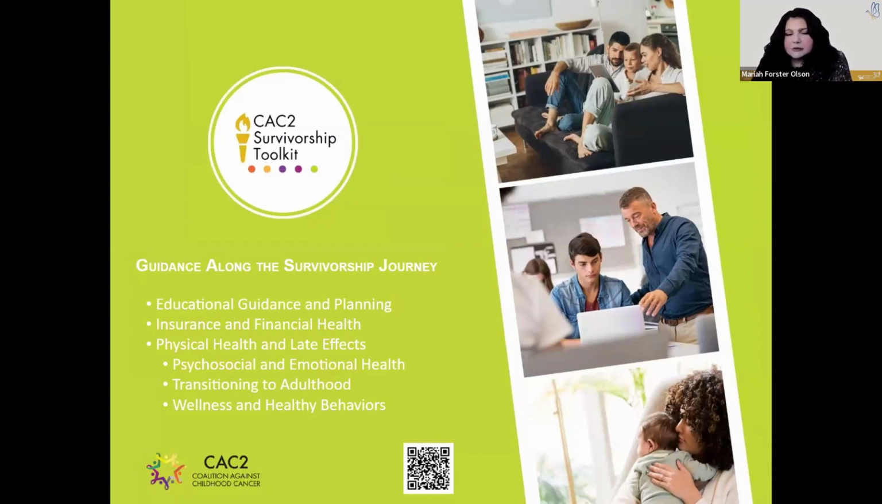The CAC2 Survivorship Toolkit draws together expertise from professionals and experienced advocates to create a dependable library of resources and provide guidance along the survivorship journey for survivors and their families. And you can access the CAC2 Survivorship Toolkit using that QR code on this screen. So now I will stop sharing my screen and we will introduce our survivor panel today.